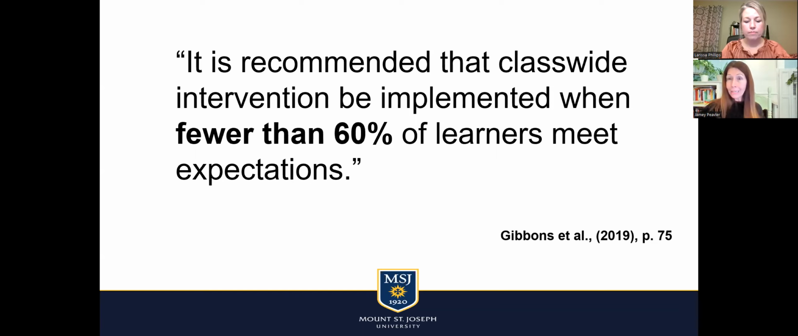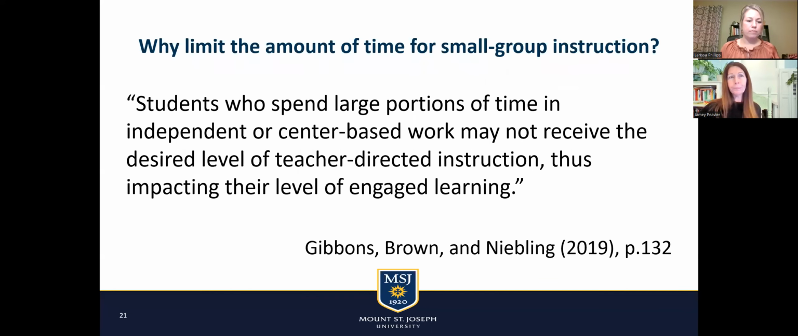So we're going to come back to that and talk about how that's possible, and can it really be considered an intervention if it's not small group? So before we go there, I want to reinforce again what we know about why we would actually want to be concerned about minimizing our small group time.